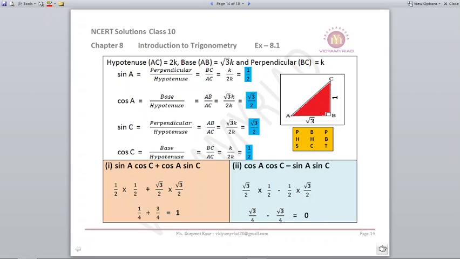Second part, cos A cos C minus sin A sin C. So cos A is root 3 by 2 multiplied by cos C is 1 by 2, minus sin A is 1 by 2 multiplied by sin C is root 3 by 2. So root 3 upon 4 minus root 3 upon 4, answer comes out to be 0.